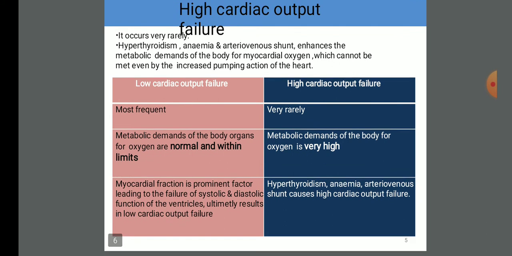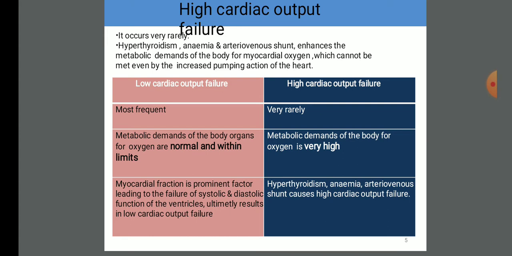Next class is high cardiac output failure. It occurs very rarely. Hyperthyroidism, anemia, and arteriovenous shunt enhance the metabolic demand of the body for myocardial oxygen, which cannot be met even with the increased pumping action of the heart.